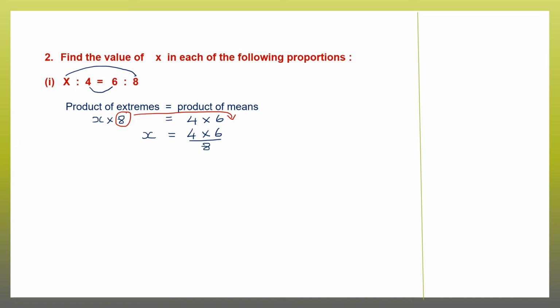I can cancel a numerator and a denominator. I can cancel 4 and 8. 4 1s are 4. 4 2s are 8. Now I can cancel 2 and 6. 2 1s are 2. 2 3s are 6. So what do we have left in the numerator? 3 1s are 3 and in the denominator 1. So 3/1 is equal to 3. So we have found the value of x to be 3. So that is our answer to this question. X is equal to 3.